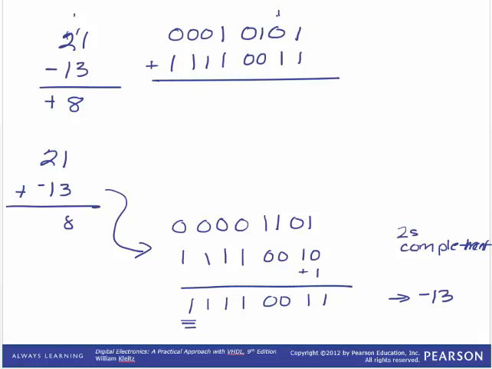1 plus 1 is 1, 0. 1 plus 1 is 1, 0. 1 plus 1 is 1, 0. 1 plus 0 is a 0. 1 plus 1 is 1, 0 again. 1 plus 1 is 1, 0. 1 plus 1 is 1, 0. And 1 plus 1 is 1, 0.